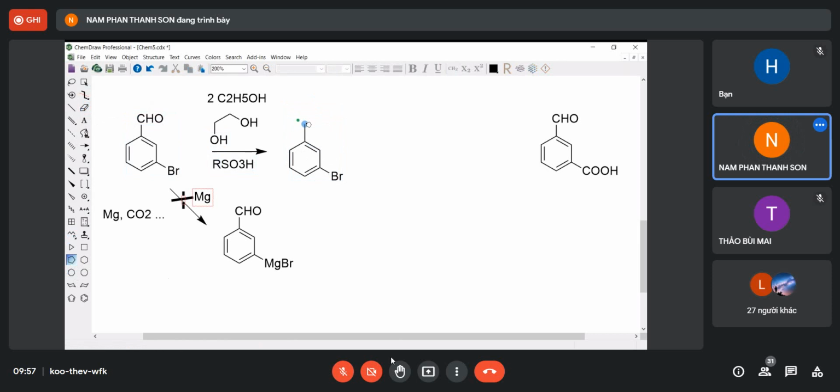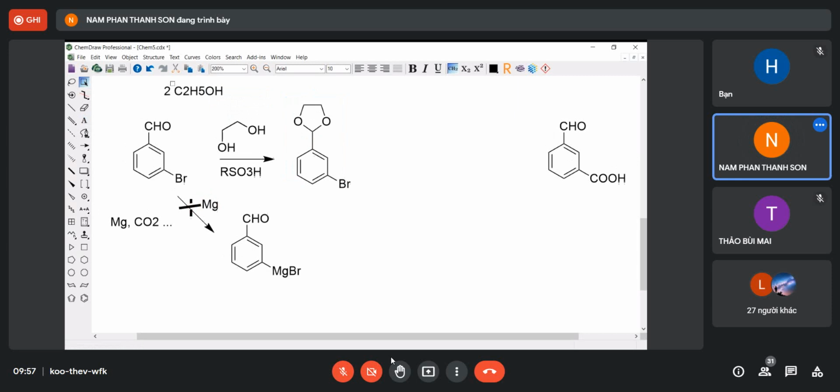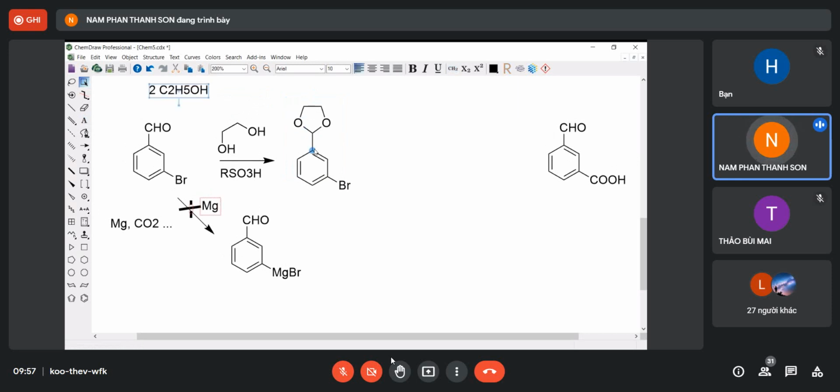You know, we can use 2 molecules of ethanol, to add 2 OC2H5 here. But in fact, people use this one because it is better; ethanol is flammable. So now we have no more C=O. Then we can add magnesium.